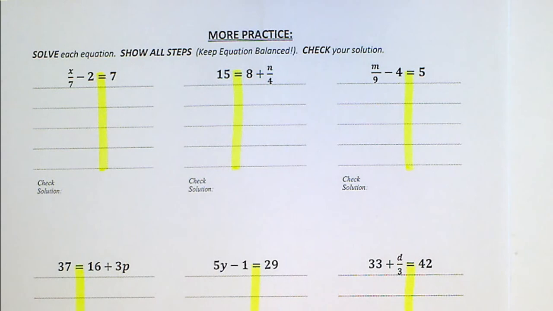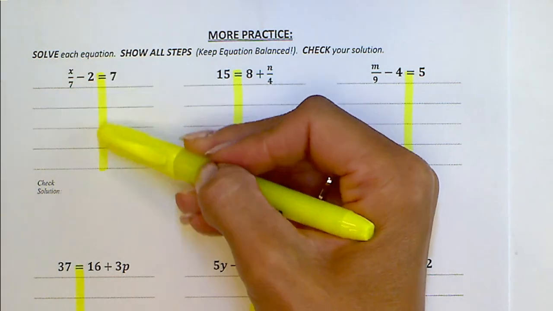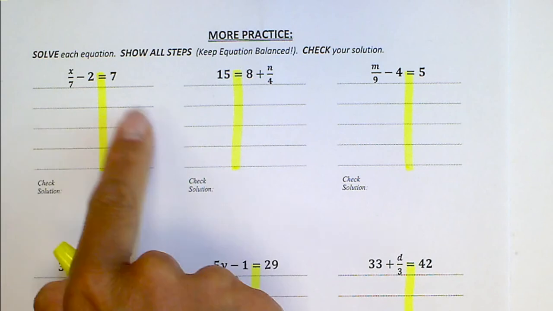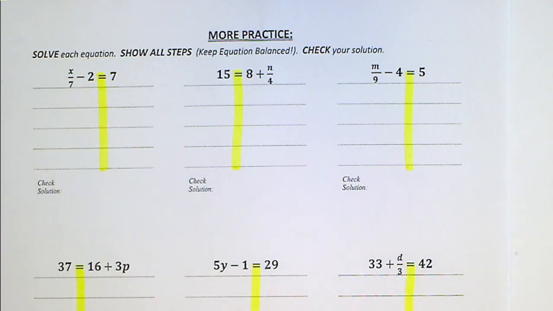In this video, let's do some more practice of two-step equations. Now, I have already taken my highlighter and highlighted straight underneath of the equal sign. That way I can keep both sides balanced. So if you'd like to pause real quick and go ahead and highlight your paper, I would encourage you to do that.